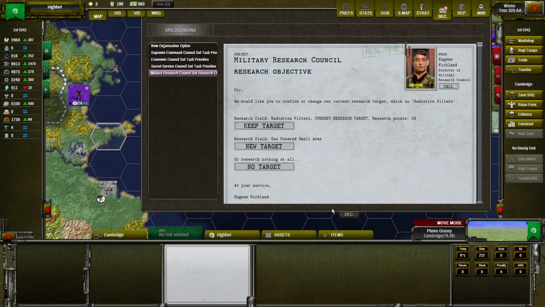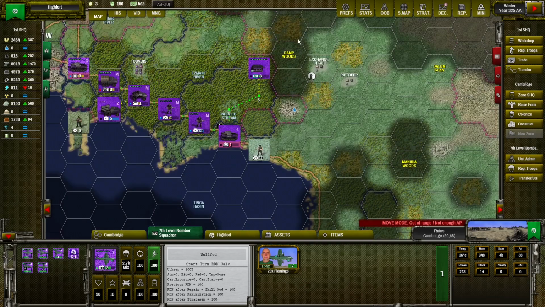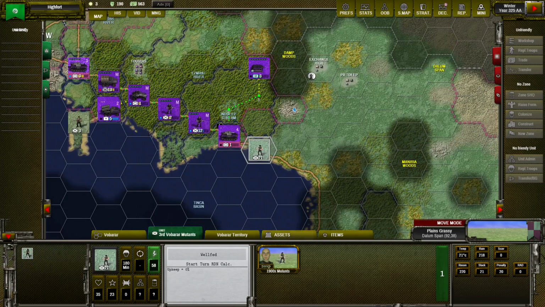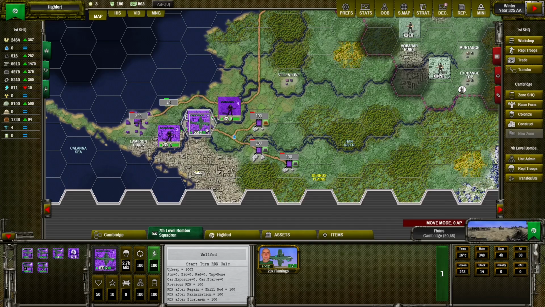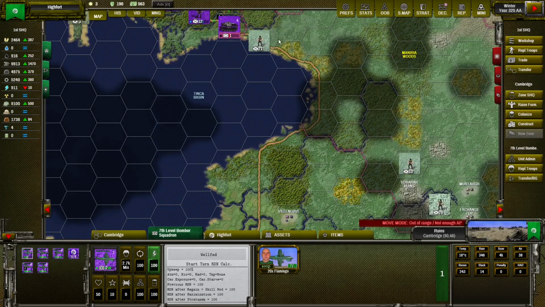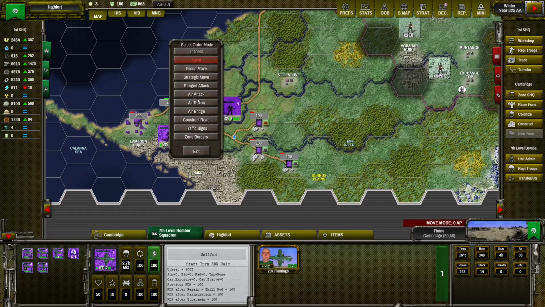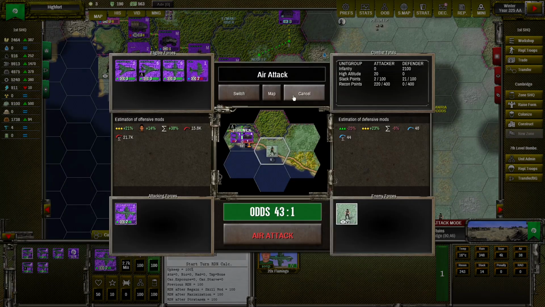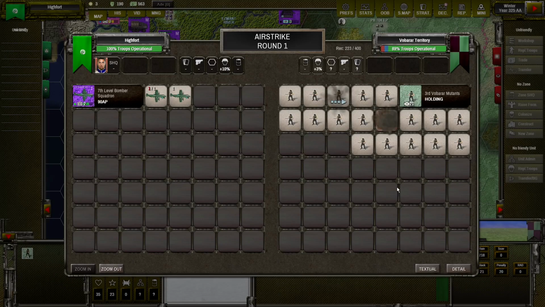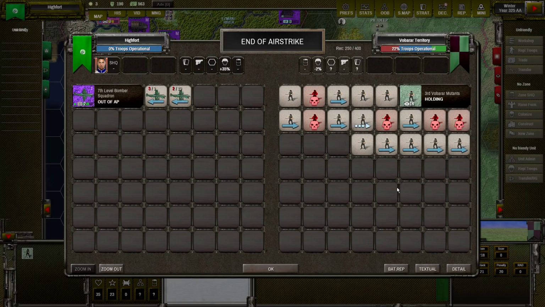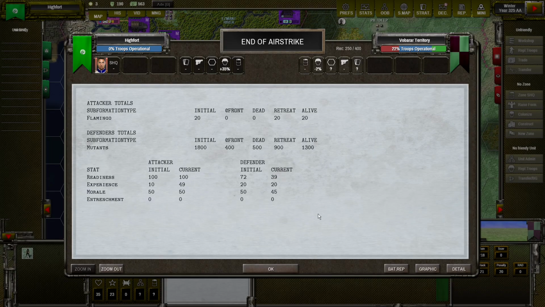Yes, sir. I should make them fast. And to help our units with those guys, we can use the level bomber unit. Let's try. So do the air attack. You can see what the odds are. On the way. Returning to base, sir. Could be better. They lost some readiness, but I was expecting more.